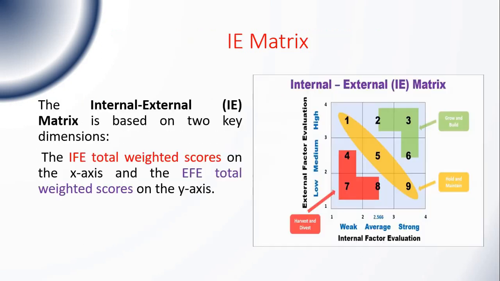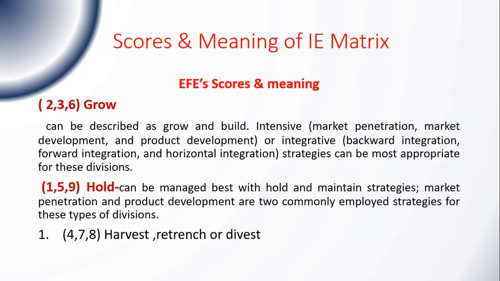I'm going back. 1.159. So this is the average position of the business in external factors. Then the business has to hold and maintain. So what are the strategies for hold and maintain? Let's discuss them. It can be managed best with hold and maintain strategies. Market penetration and product development are the two commonly employed strategies for these types of divisions.